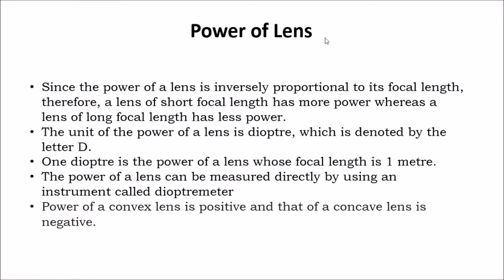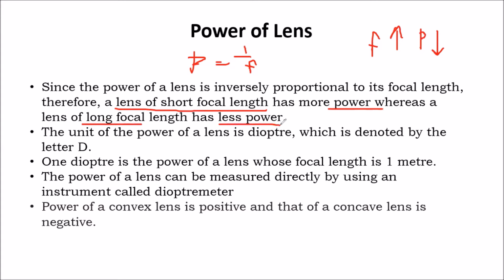Since the power of lens is inversely proportional to focal length, as we just saw in the formula, power is 1 upon focal length. Which means if focal length increases, power will decrease, and vice versa. If focal length decreases, power will increase. So we understand that a lens of shorter focal length has more power, whereas a lens of long focal length has less power.